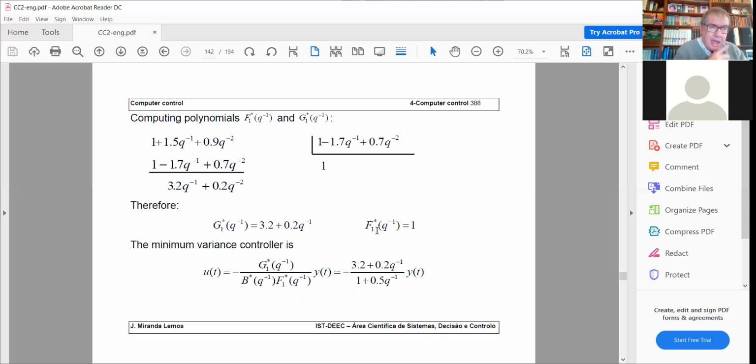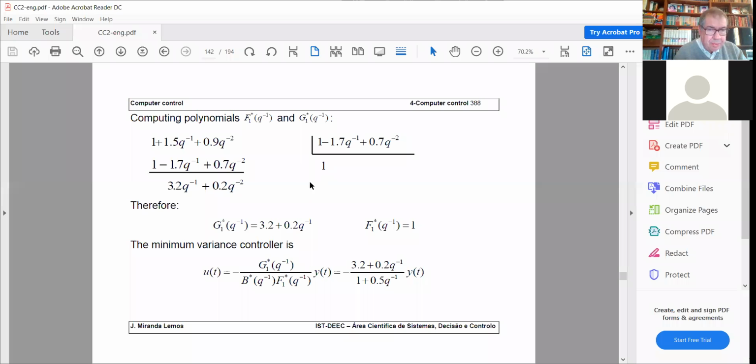Now, let's compute the minimum variance controller. So this is C and this is A. So I'm computing C divided by A.